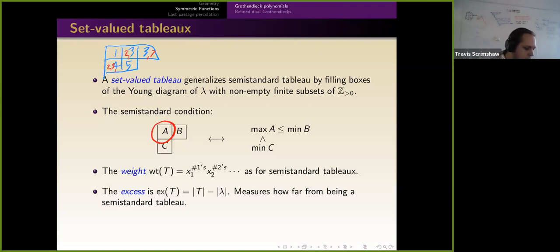So in this example here, I'd have x1, x2 squared, x3 cubed, x4, x5, x7, and the excess is 1, 2, 3, 4, corresponding to the number of entries here in red, for instance.